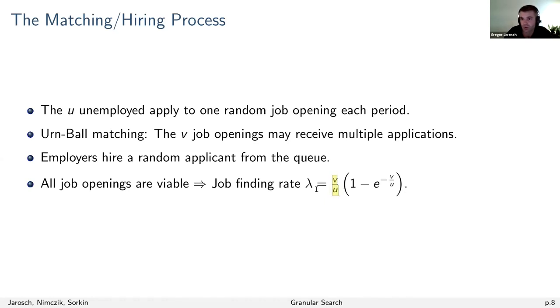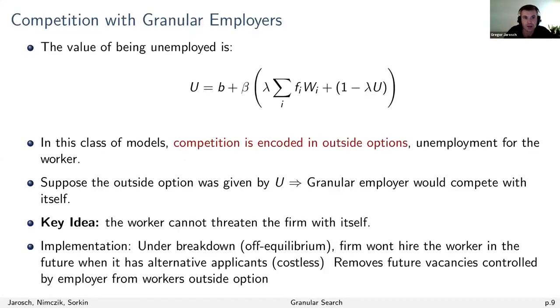Okay, and so you denote this by lambda. All right, so I guess this is the most important slide. So write down the value of being unemployed. You enter this labor market as a young worker. So what's your value function?